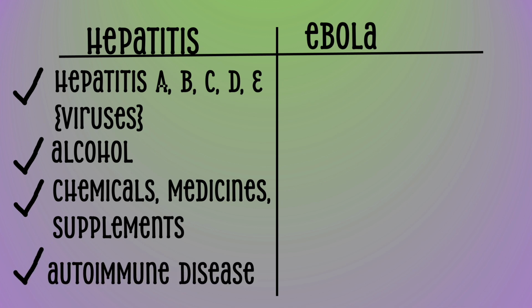And then our fourth explanation point about the disease of hepatitis is autoimmune disease. Autoimmune disease is where the body's immune system starts to attack itself. So you can imagine if the body's immune system starts to attack the liver, that can lead to inflammation or disease of the liver.